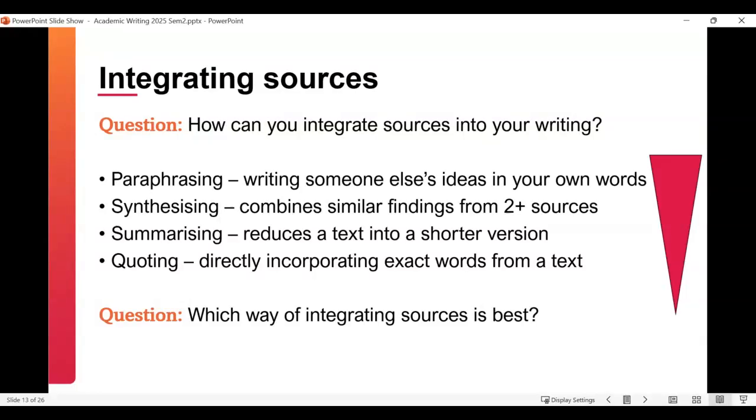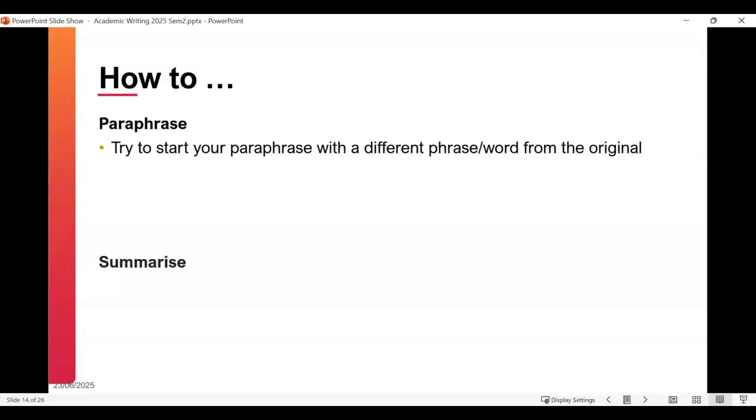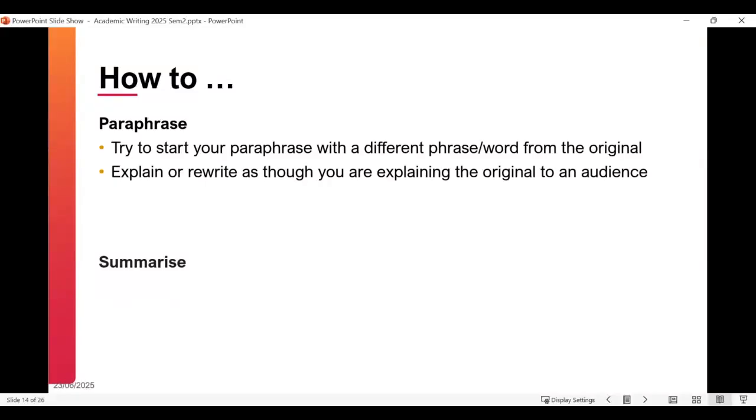So that's an overview of how you integrate the sources you read into your writing. Now let's have a closer look at the different ways. When you paraphrase, try to start your paraphrase with a different phrase or word from the original. Don't just start the sentence with the same words. Use different words if you can. Explain or rewrite as though you're explaining the original to an audience.